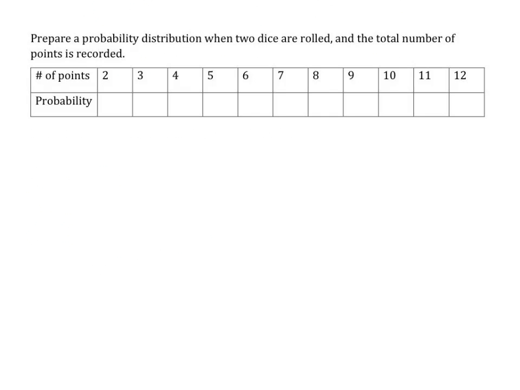Prepare a probability distribution when 2 dice are rolled and the total of points is recorded. So the total points is the same as the total value. So what is the probability? We're going to do this the regular probability way, back to section 8.1, Introduction to Probability. What is the probability of getting a 2 when I roll 2 dice?